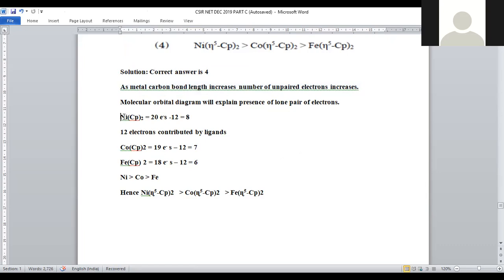First let us look at nickel Cp2. Bis(cyclopentadienyl)nickel complex will be taken, right? In this complex, central nickel is an ns2 (n-1)d8 system. Total valency electrons will be 10, and each Cp is contributing 5 electrons. We have 2 Cp groups, so a total of 10 electrons are given. So the total valency electrons of this complex will be 20. When we subtract 12 from this 20, the number of unpaired electrons will be 8. So 12 electrons are contributed by ligands.